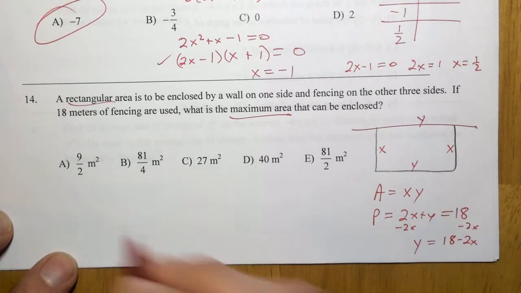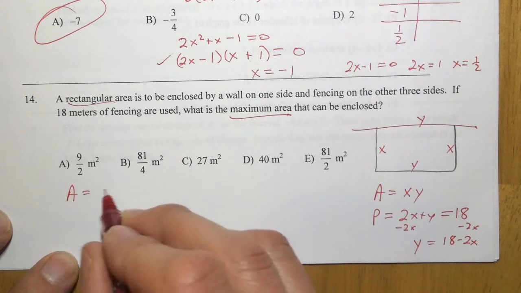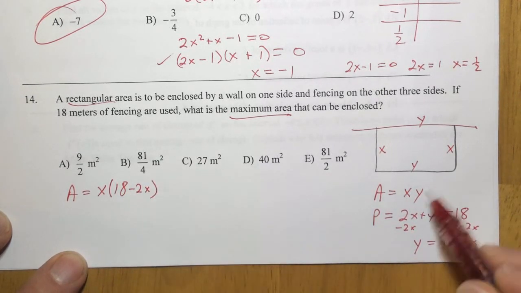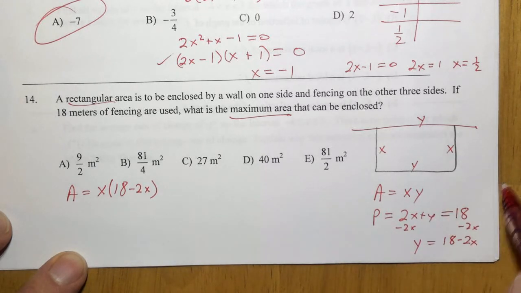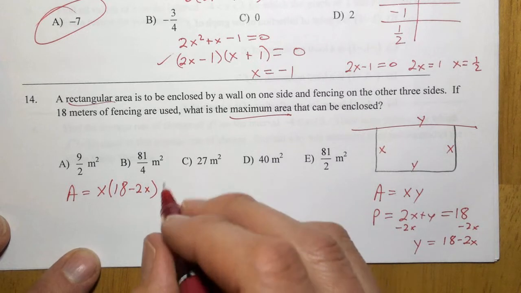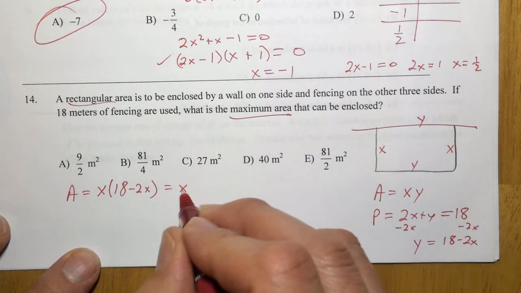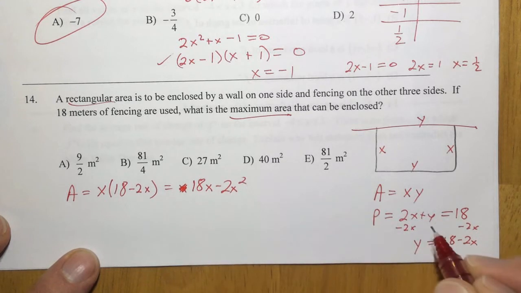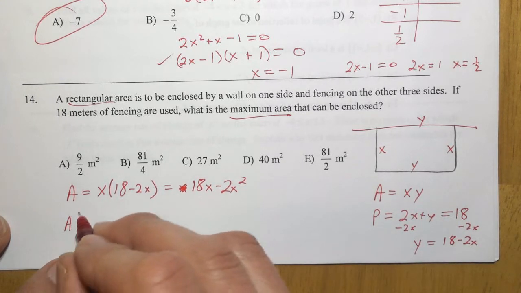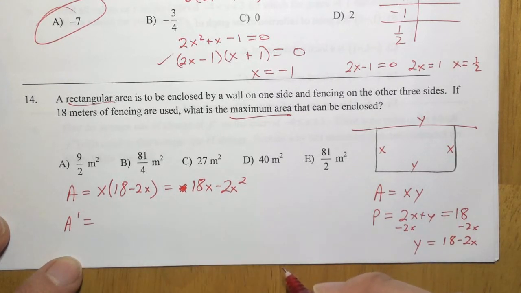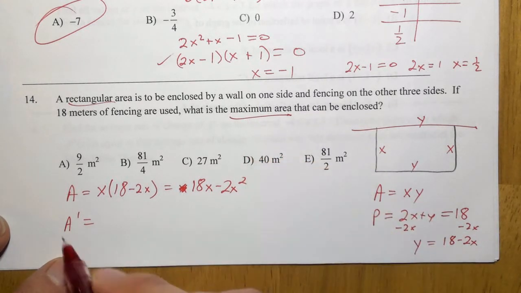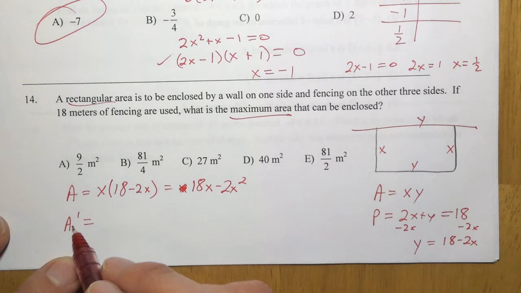So by substitution, area is x times 18 minus 2x. Right? We sub y out. We sub its equivalent in. Now we can distribute, 18x minus 2x squared. Okay, and we want A prime. We want to find when A prime is equal to 0, because the maximum is going to happen when the critical number occurs. The critical number occurs when the first derivative is equal to 0.